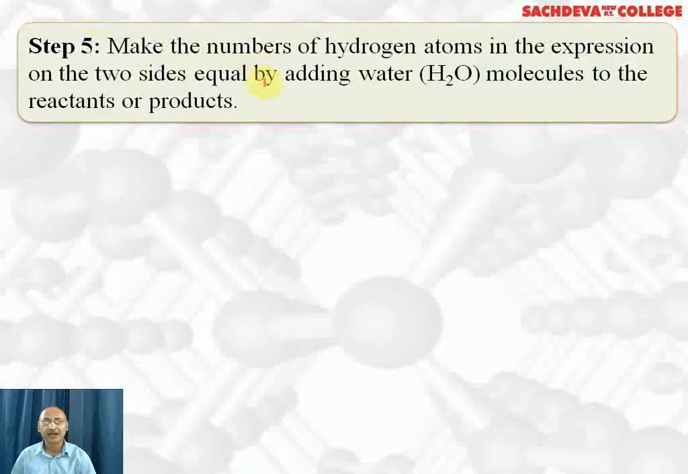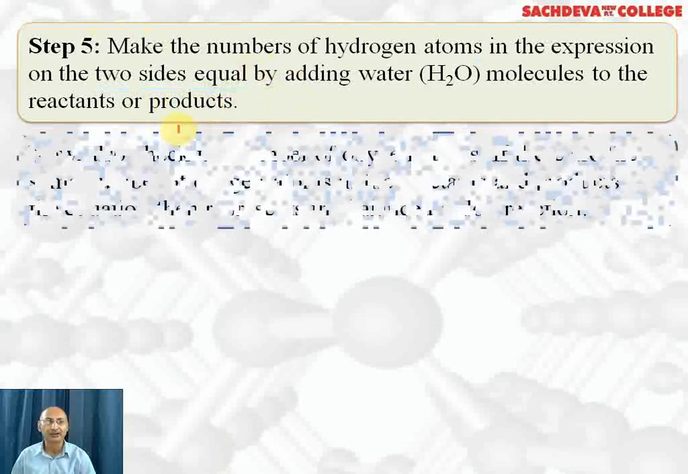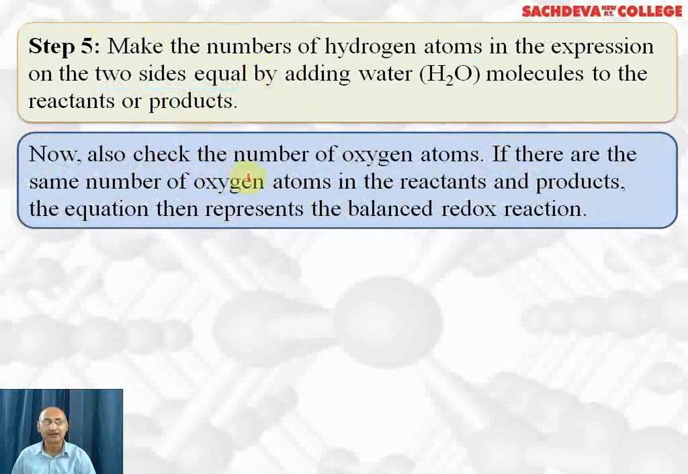Make the numbers of hydrogen atoms in the expression on the two sides equal by adding water molecules to the reactants or products wherever it is required. Now check the number of oxygen atoms. If there are the same number of oxygen atoms in the reactants and products, then the equation represents a balanced redox reaction. Also check that the charges on both sides are equal.